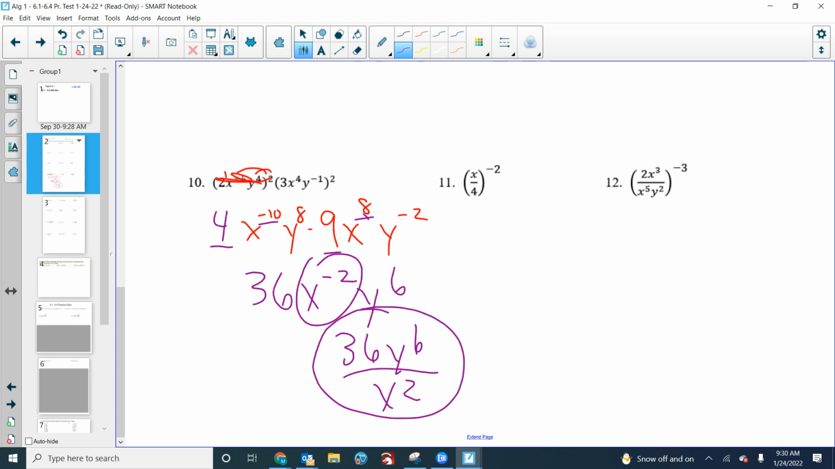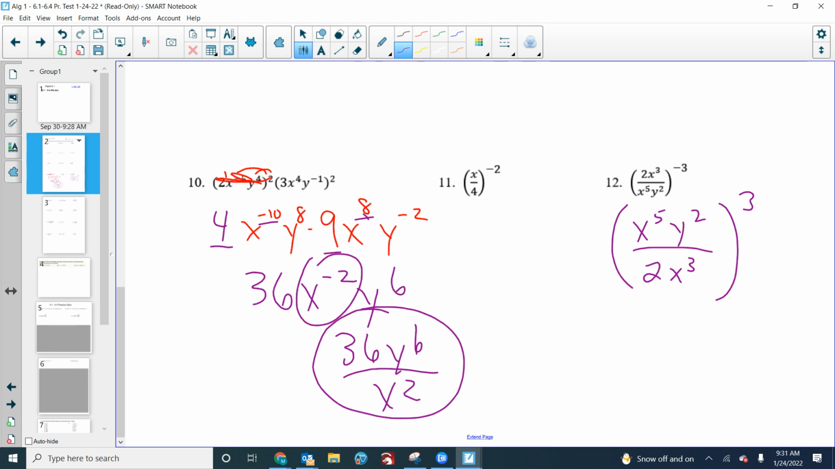Okay? How'd you guys do on 11 and 12? Do you want to see any of those? Yeah, Zach. 12. Okay, what's my trick for getting rid of that negative 3? Okay, so I'm going to flip everything. X to the 5th, y squared on top, 2x cubed. And when I do, it becomes a positive 3. Okay, is everybody good with that?